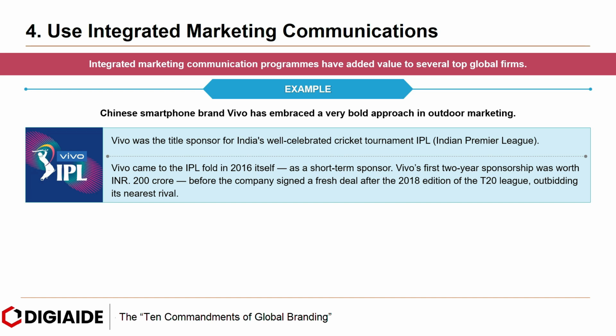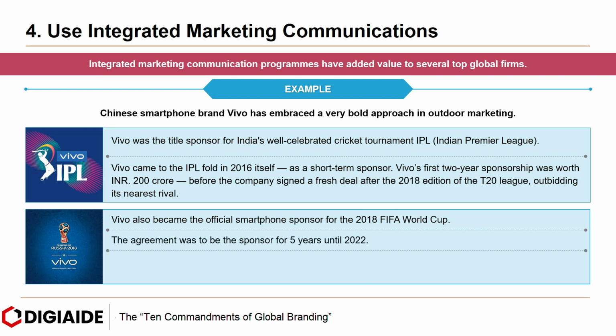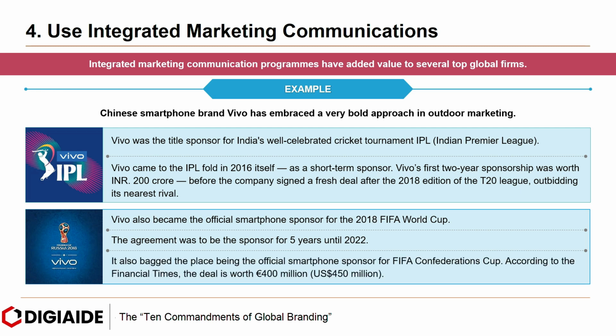Vivo's first 2-year sponsorship was worth INR 200 crores before the company signed a fresh deal after the 2018 edition of the T20 League, outbidding its nearest rival. Moving further, Vivo also became the official smartphone sponsor for the 2018 FIFA World Cup. The agreement was to be the sponsor for 5 years until 2022. It also backed the place being the official smartphone sponsor for FIFA Confederations Cup. According to Financial Times, the deal is worth $450 million.